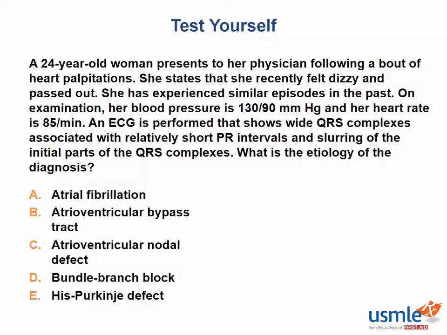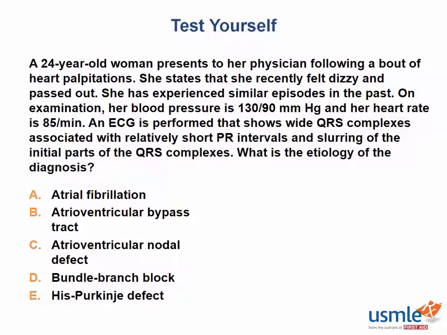So now time for a test yourself question. I want you to read the question and take some time to think about it before we go over it. I'll read it out loud. A 24-year-old woman presents to her physician following a bout of heart palpitations. She states that she recently felt dizzy and passed out. She has experienced similar episodes in the past. On examination, her blood pressure is 130/90 and her heart rate is 85 beats per minute. An EKG is performed that shows wide QRS complexes associated with relatively short PR intervals and slurring of initial parts of the QRS complex. What is the etiology of this diagnosis?